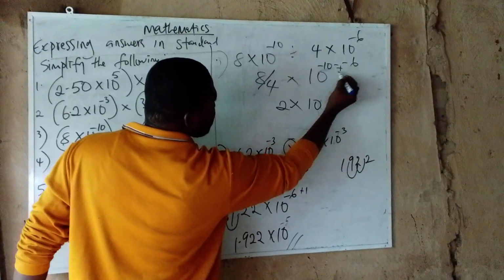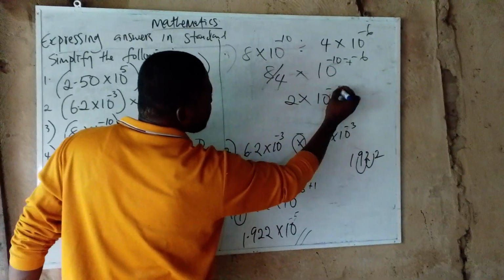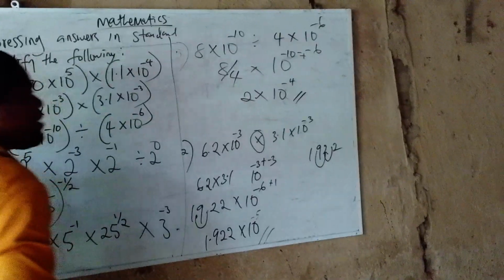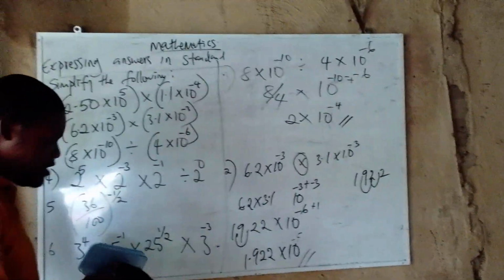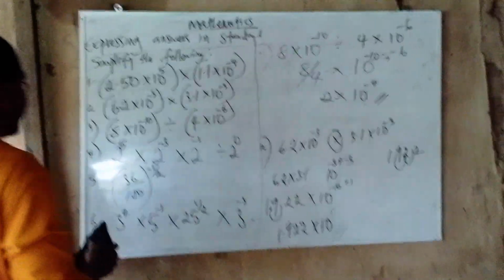These 2 minus change to plus. So minus 10 plus 6, I have minus 4. 2 times 10 to the power of minus 4. This is my answer in standard form.